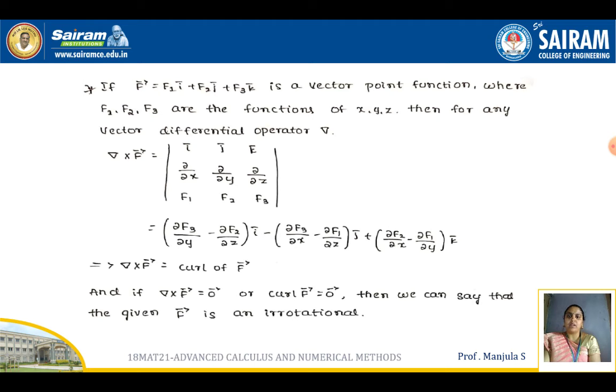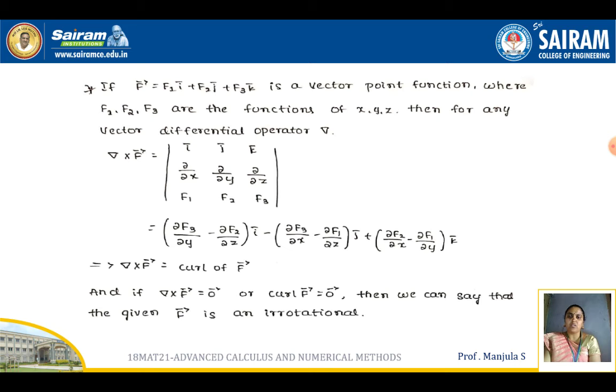Now similarly we'll define the curl. If vector f is given as f1i plus f2j plus f3k, a vector point function where f1, f2, f3 are functions of x, y, z, then for the vector differential operator del, we can define del cross vector f as the determinant: i cap, j cap, k cap in the first row; dou by dou x, dou by dou y, dou by dou z in the second row; and the last row f1, f2, f3. You just go for expansion of this determinant.